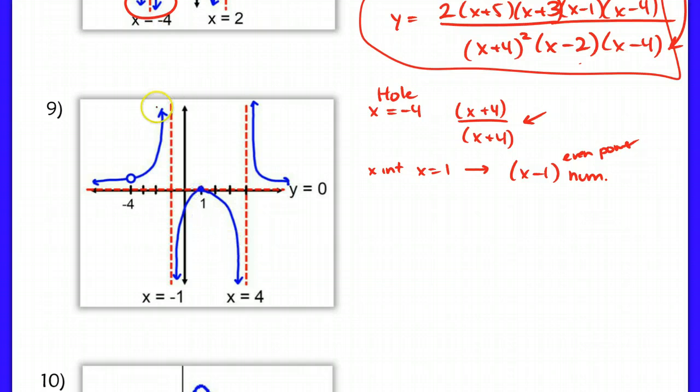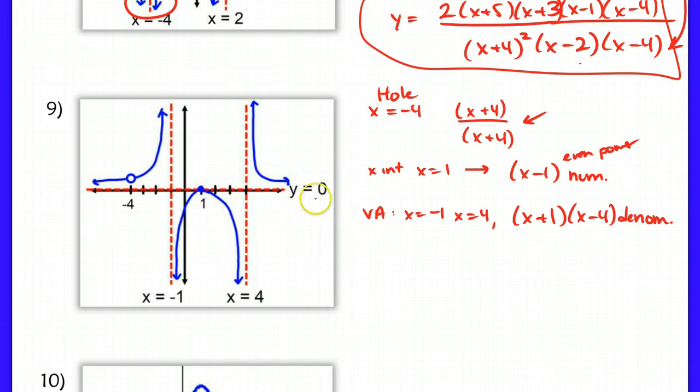Everything else is going in opposite directions here at the vertical asymptotes, so there's nothing spectacular or new about those, but the vertical asymptotes at x equals negative 1 and x equals 4 mean that I should have x plus 1 and x minus 4 in my denominator. So this is really the information here, and the last piece is just that y equals 0. You want to take every single piece and look at it from all sorts of different angles to analytically inspect your graph.